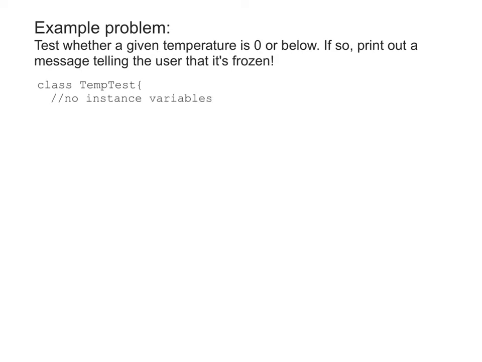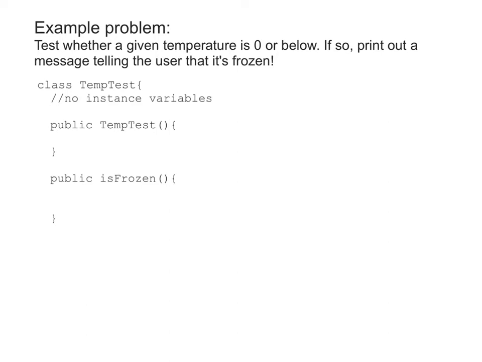And in the constructor, we have public TempTest. If we have a constructor with no instance variables, it's a pretty easy constructor. Just an open semicolon and a close semicolon. But let's have a method. We'll call this public is frozen, right? Because it's a test whether it's frozen. This takes no parameters.